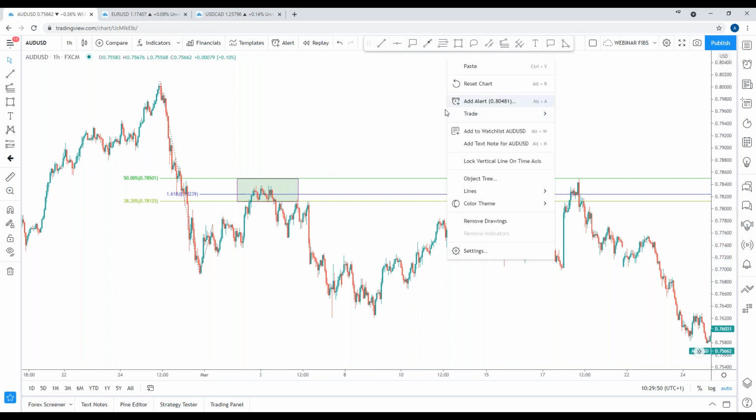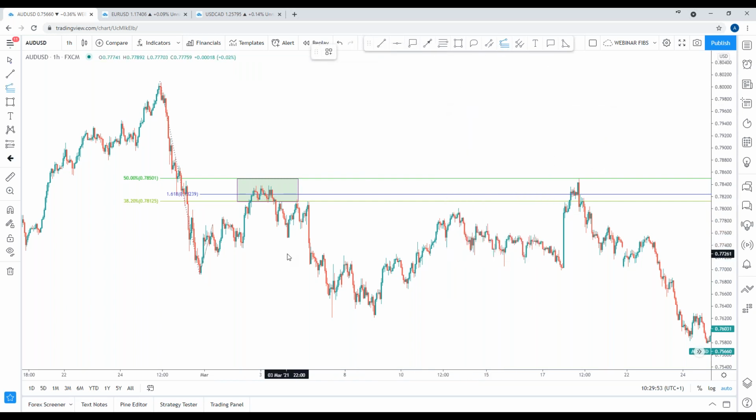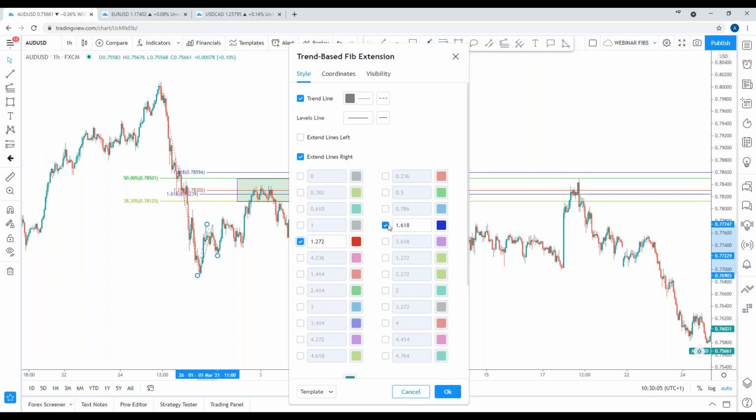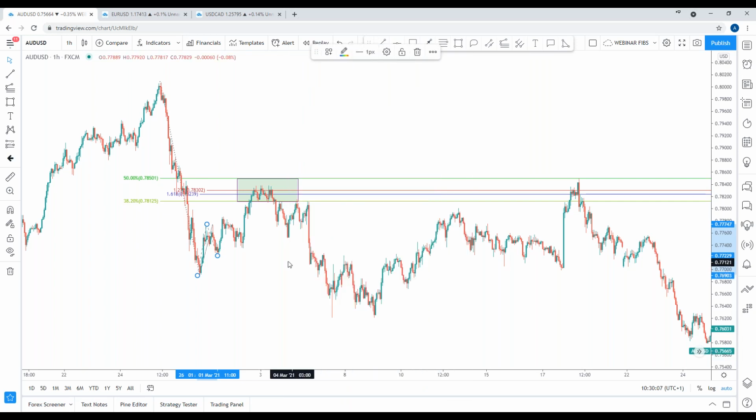Now, what about if I add the fib extension? Again, remember, this takes three points. We extend from point A to point B to point C. Three points. Let me just get the 127.2% on the chart. And look at that, we have a nice piece of confluence here. This is what I would call the Fibonacci cluster, this area here.